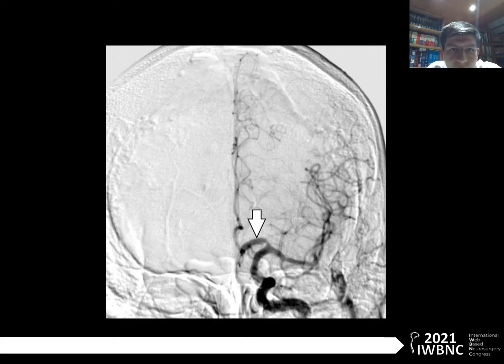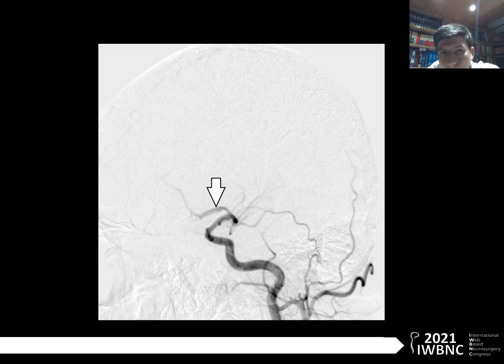Here we have an anterior-posterior projection of a digital subtraction angiography that shows a dilatation associated with the A1 segment. Here is a lateral projection of the same angiography that confirms that we are dealing with a ruptured intracranial dissecting aneurysm, shown with a white arrow.